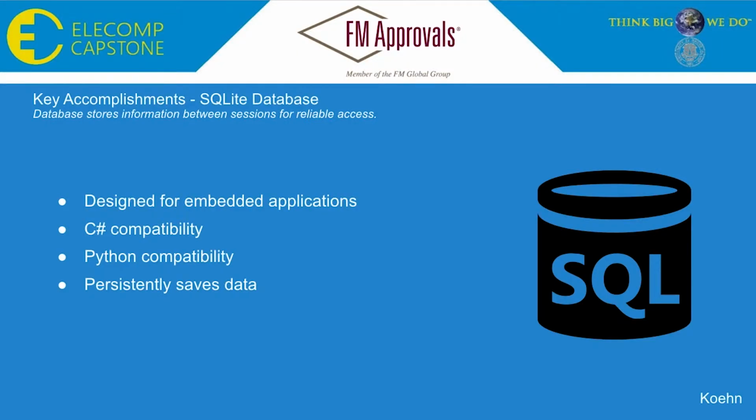Next, we created a SQLite database. SQLite is designed for embedded applications and programs, and it allows us to store all of the information that our program uses in between sessions. It offers C# compatibility, Python compatibility, and saves all of our information, and that includes information about the test, our hardware configuration, and it saves our measurements as they're taken. Creating and designing the SQLite database from scratch is one of the biggest challenges that we were able to overcome during our project.